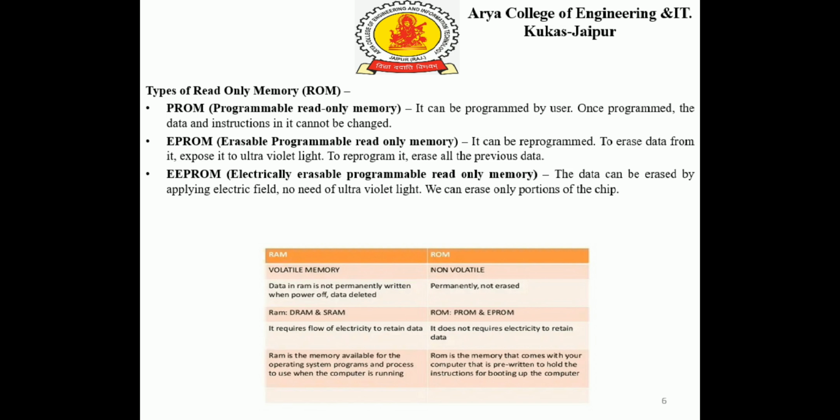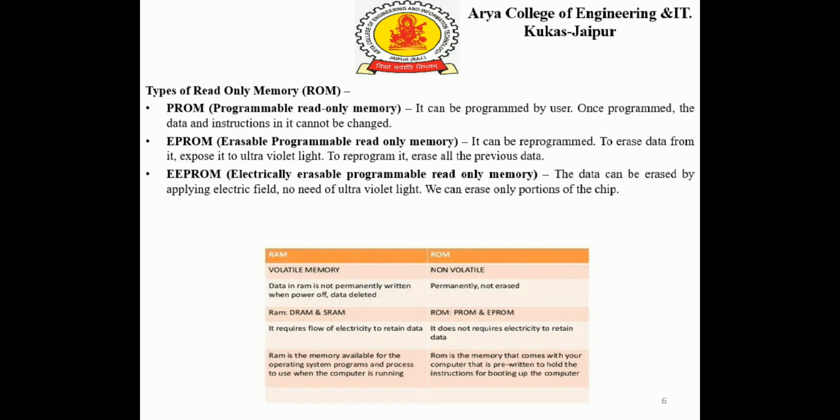Data in RAM is not permanently written. When power is off, data is deleted, whereas in ROM the data is not erased. RAM is of two types, dynamic and static. ROM is of three types, PROM, EPROM and EEPROM.